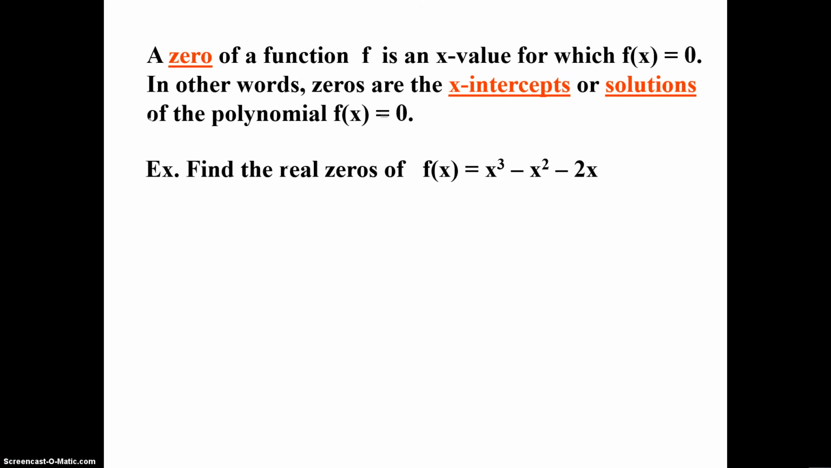Okay, so I lost track where I was, but let's just go ahead and start again. Find the real zeros of f of x equals x cubed minus x squared minus 2x.